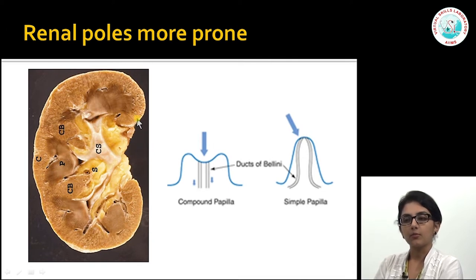This fusion tends to occur more at the poles, both the upper and the lower pole. As you can see in the picture on the right, when you have more fusion of papillae, or formation of what we call compound papillae, the opening of the ducts of Bellini tends to be wider. Therefore, whenever there's reflux of urine, it's easier for the urine to enter into the kidney through these compound papillae. Versus where there's less fusion, which is in the main substance of the kidney and the non-polar area, there you have simple papillae, and you can see that they have a very narrow opening and therefore are not so prone to reflux and therefore pyelonephritis.